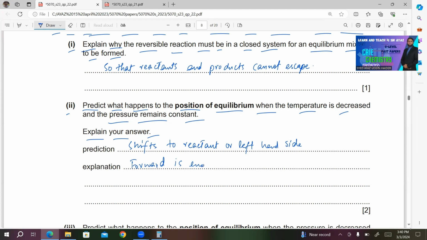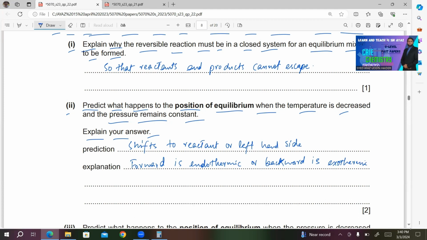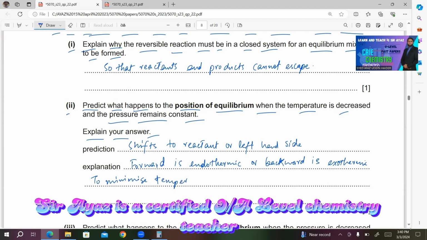endothermic, or backward is exothermic. You can even write, in order to minimize temperature decrease.